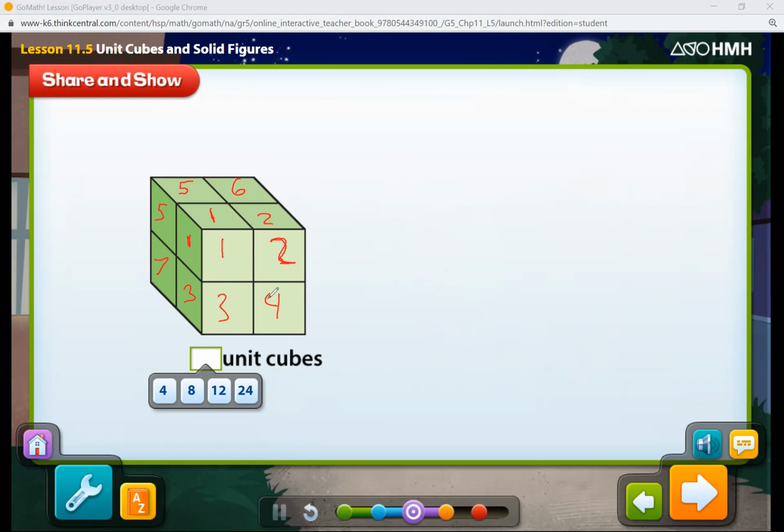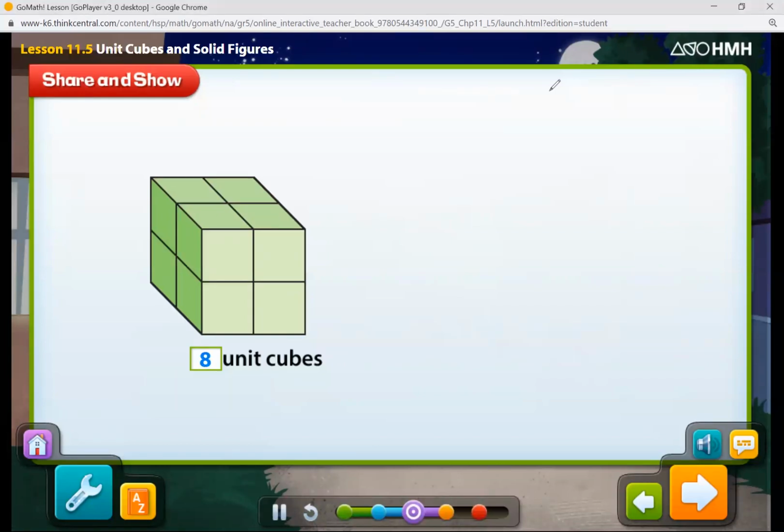So you see how there are these 4 cubes here? Even though there could be a missing piece, they're not going to do that to you. If you see a solid shape here in front and there's another row behind, you're going to have to assume that it's the same. So all together, we have how many unit cubes? 1, 2, 3, 4, 5, 6, 7, 8. Correct. There are 8 unit cubes.